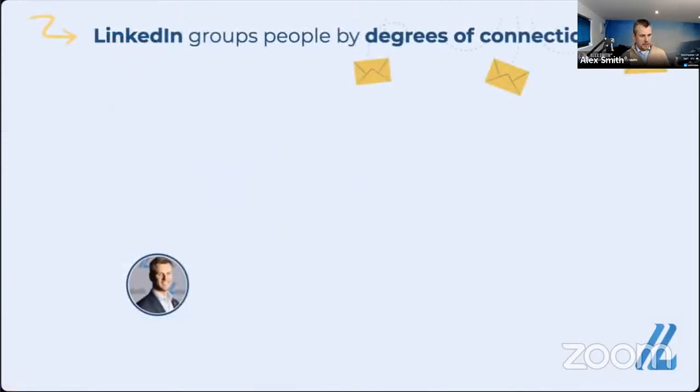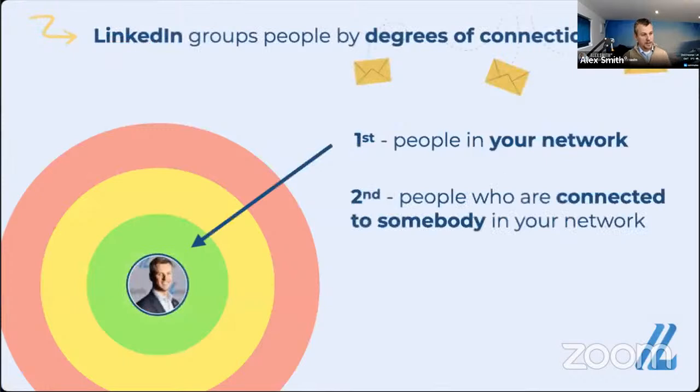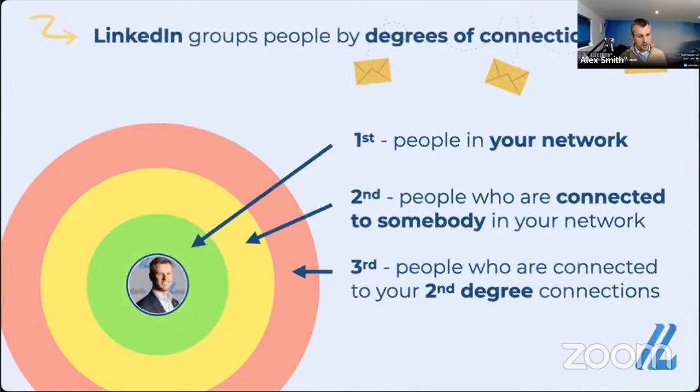So earlier I mentioned the degrees of connection, just to put it into a bit of perspective. You've got your first degree connections, they're the green ones that are connected to you. Then you've got the second degree network, they're the yellow ones. And then you've got your third degree connections, who are the red ones on that circle. So just a little diagram there so you could understand it.